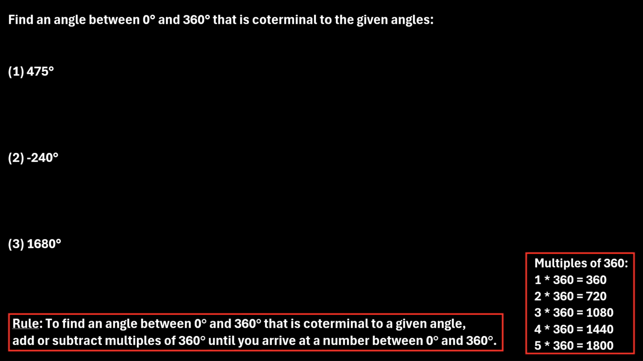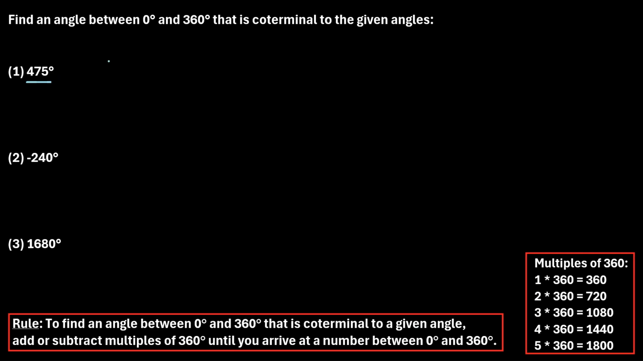We are asked to find an angle between 0 degrees and 360 degrees that is coterminal to the given angles. Now, when we're trying to find coterminal angles, here is the rule that we can use. To find an angle between 0 and 360 that is coterminal to a given angle, just add or subtract multiples of 360 degrees until you arrive at a number between 0 degrees and 360 degrees. So let's check out this first example.